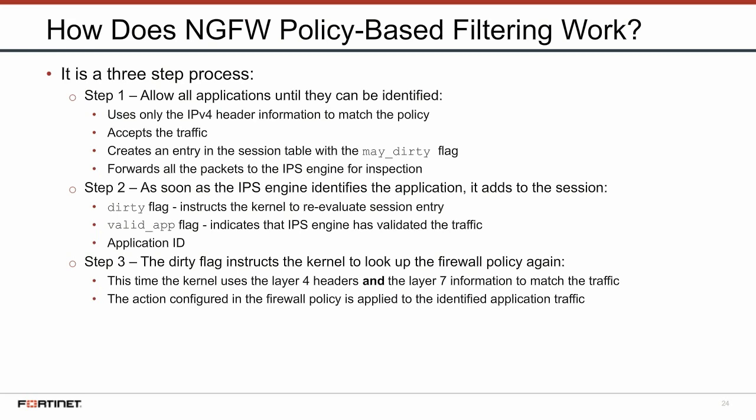In Step 3, the FortiOS kernel performs a firewall policy lookup again to see if the identified application ID is listed in any of the existing firewall policies. This time, the kernel uses both Layer 4 and Layer 7 information for policy matching. After the criteria matches a firewall policy rule, the FortiOS kernel applies the action configured on the firewall policy to the application traffic.